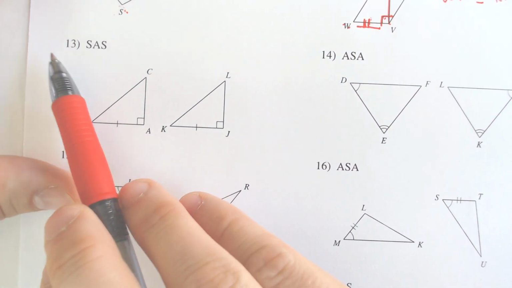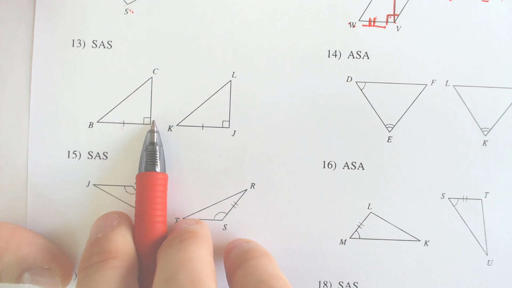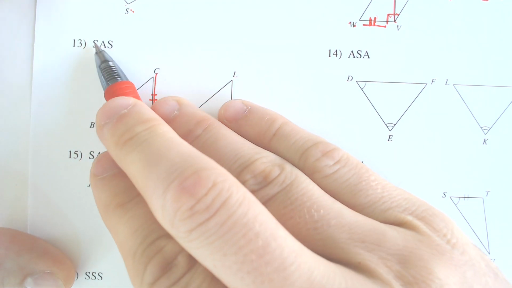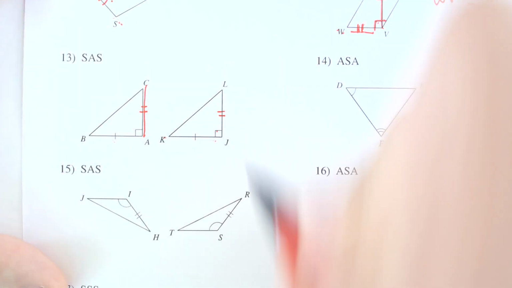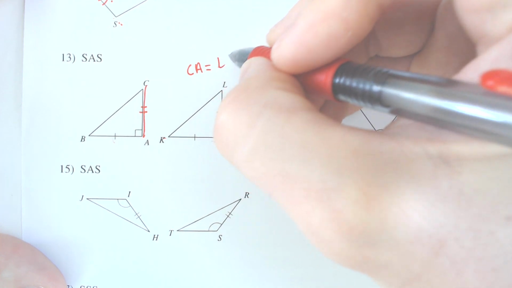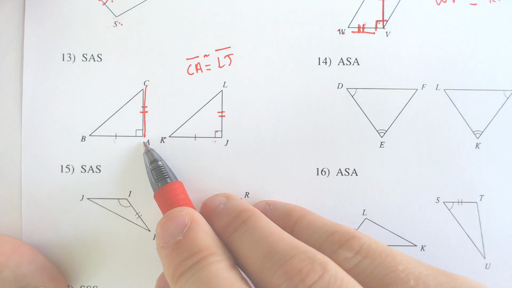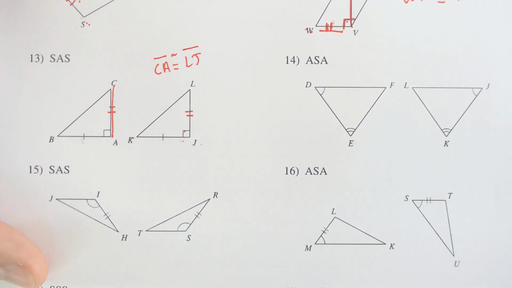Next one, side, angle, side. This one's an easier one. We got a side, we have an angle. We need the other side, which would be this one right here for that angle to be in between the two S's. So here we have a side, we have the angle. We need the other side to be right there. So I'm going to go C to A, must be congruent to L to J. And in both of these cases, I went from top to bottom, but I could have gone from A to C and J to L. That would work as well.